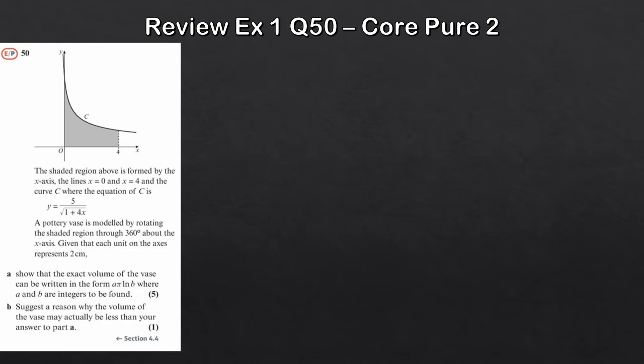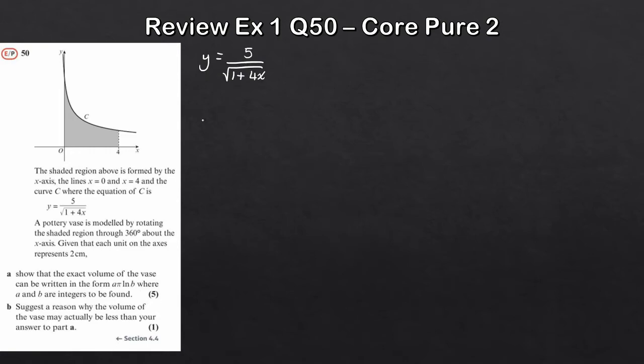So again, another pretty boring one. It's another vase one, so they're not very creative, but we're given a diagram. We're told it's going between 0 and 4, and then we're given the equation of C. So it's this quotient here: 5 divided by the square root of 1 plus 4x. Now, we want to find the exact volume of the vase.